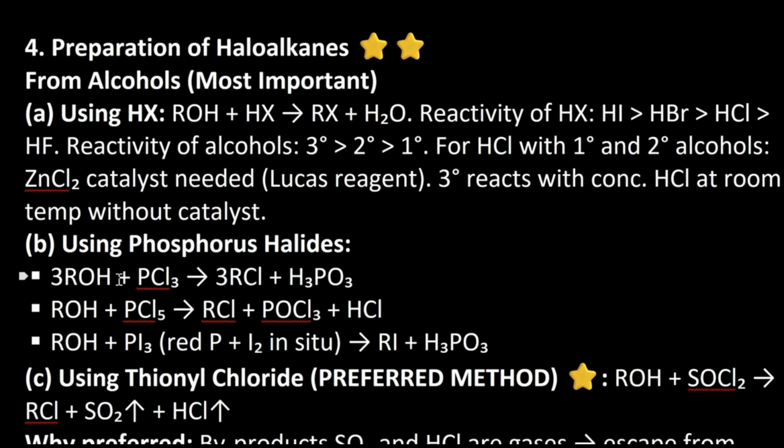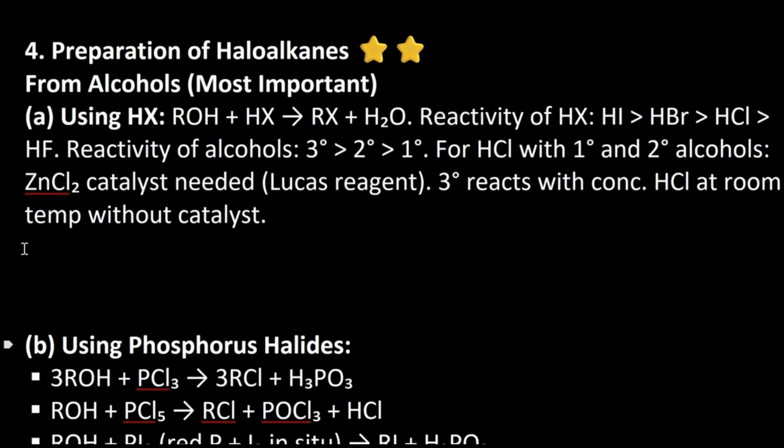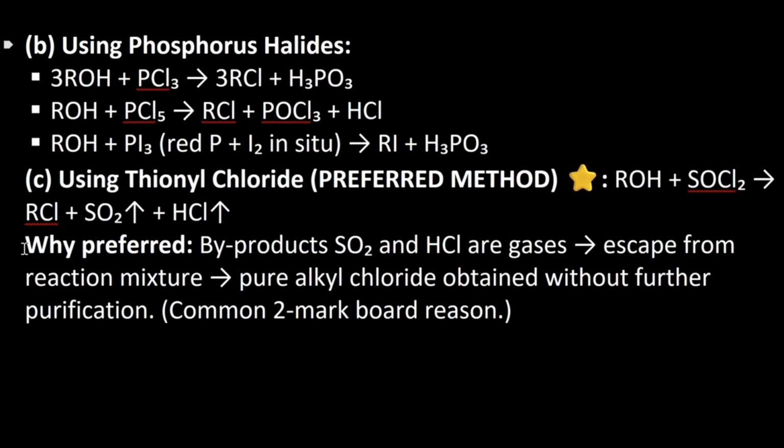Preparation of haloalkanes. First of all, we are using HX to produce a substitution reaction. You can use the Lucas reagent to produce haloalkanes also. And using phosphorus halides like PCl5, PCl3, you can prepare it.